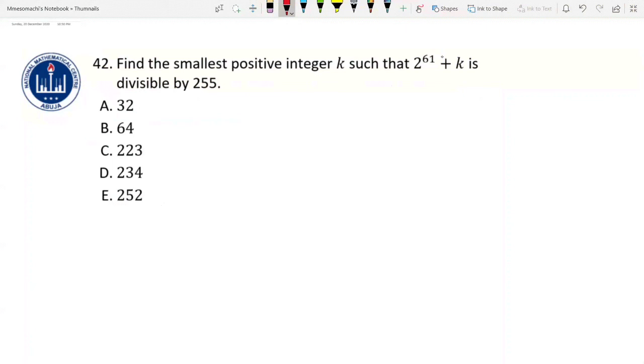We're discussing the just concluded Nigerian Mathematics Olympiad for the senior category 2020, the first round. So, number 42: find the smallest positive integer k such that 2 raised to the power 61 plus k is divisible by 255. So I have 32, 64, 223, 234, and 252.